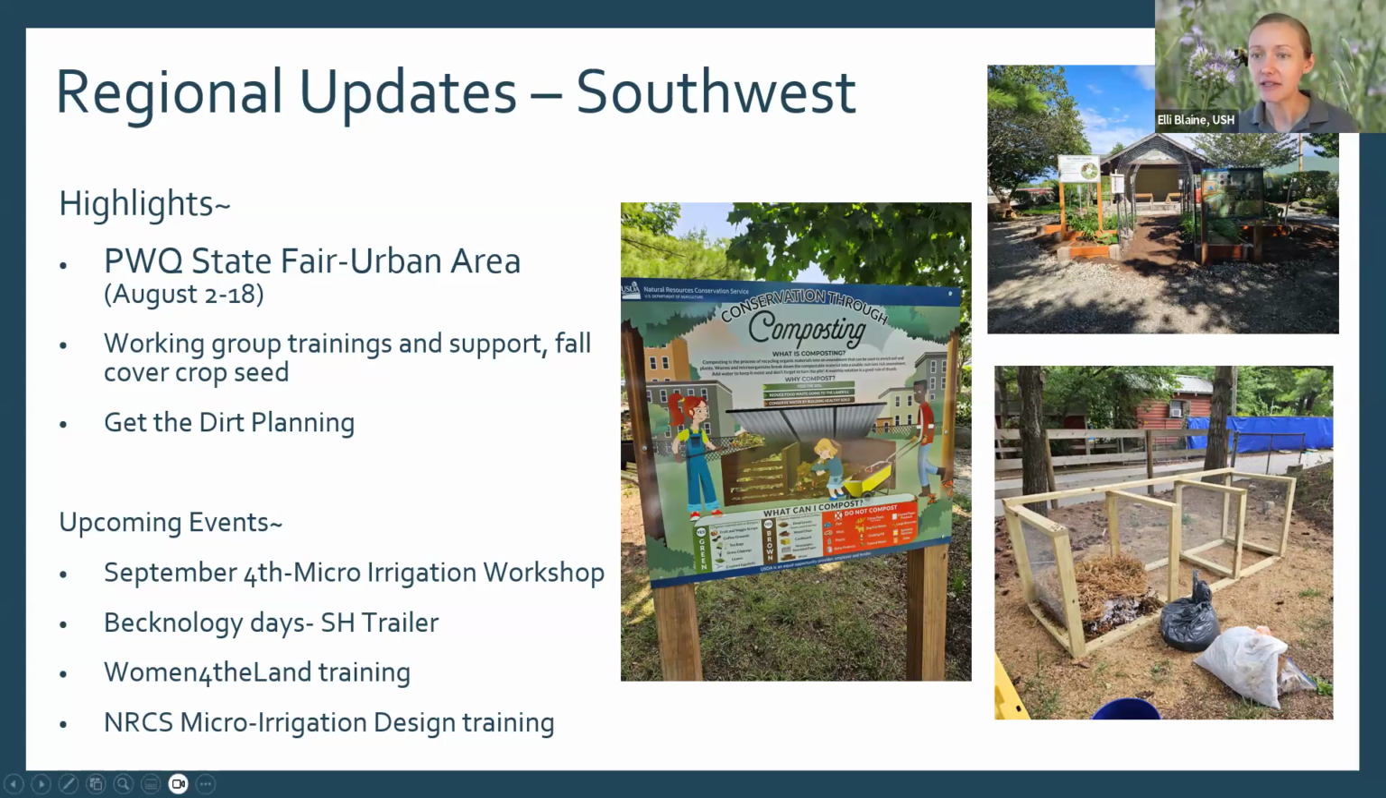And then it's a little hard to see on this upper right photo, but there's a sign that highlights top 10 conservation practices that are urban and small farm focused. Everything from mulching, cover cropping, high tunnels, pest management, low tunnels. So incorporating a lot of the practices that NRCS has incorporated into technical assistance as well as financial assistance. And then she's been out doing working group trainings and support and delivering fall cover crop seed.